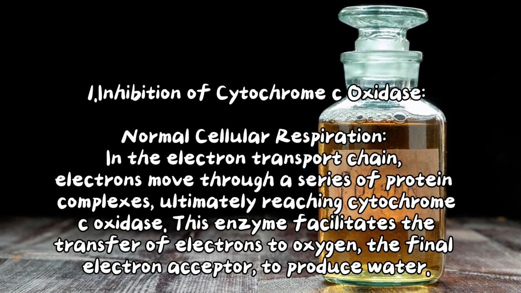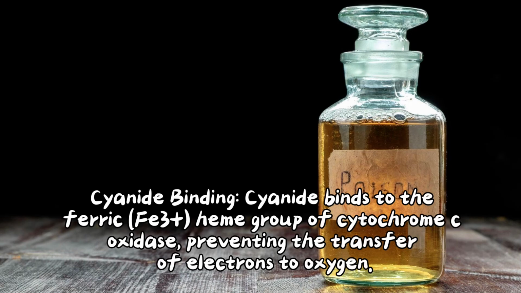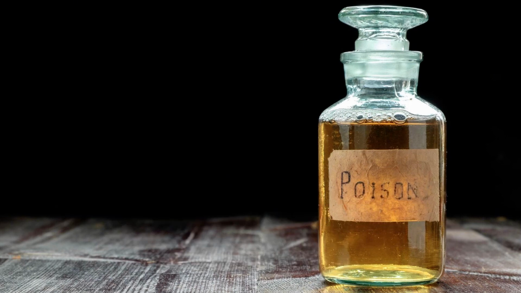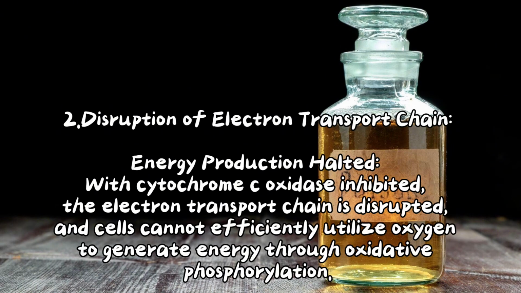1. Inhibition of cytochrome c oxidase. Normal cellular respiration in the electron transport chain: electrons move through a series of protein complexes, ultimately reaching cytochrome c oxidase. This enzyme facilitates the transfer of electrons to oxygen, the final electron acceptor, to produce water. Cyanide binding: cyanide binds to the ferric, Fe3+, heme group of cytochrome c oxidase, preventing the transfer of electrons to oxygen.